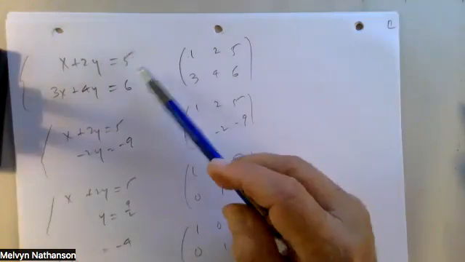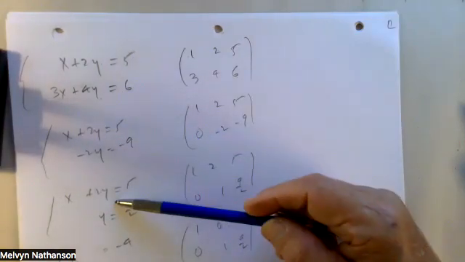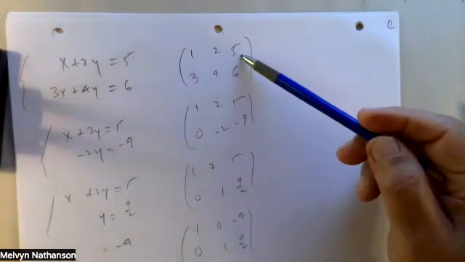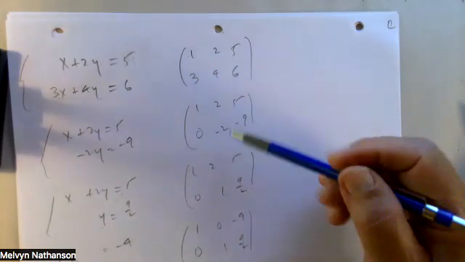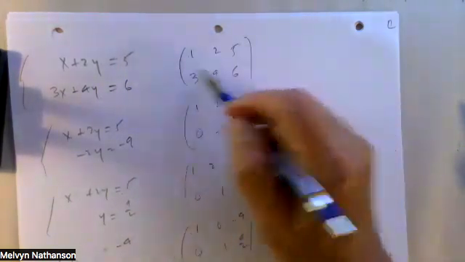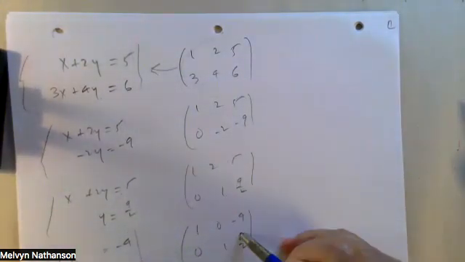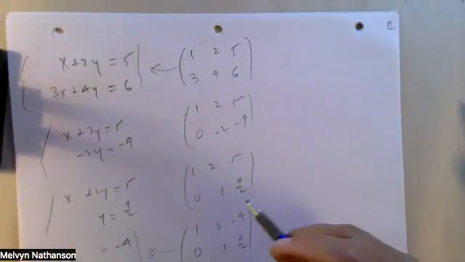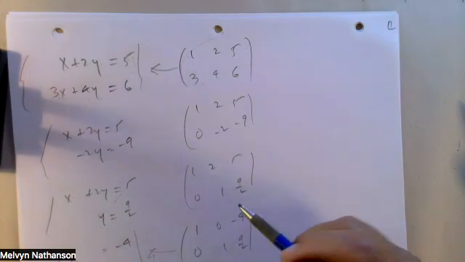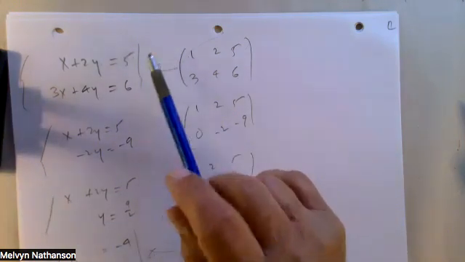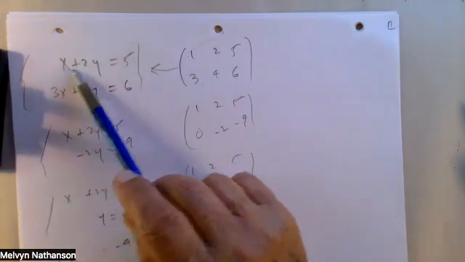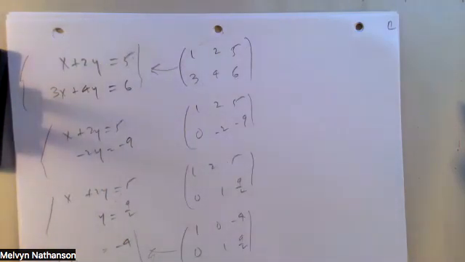So these operations that I do on the equations to solve the equations, I can also do on the matrix. This matrix corresponds to this system. In both cases, we've solved the equations: the solution is x equals negative 4, y equals 9 halves.